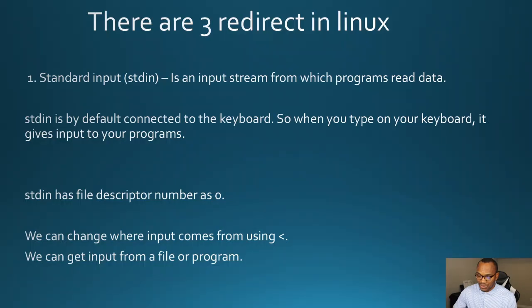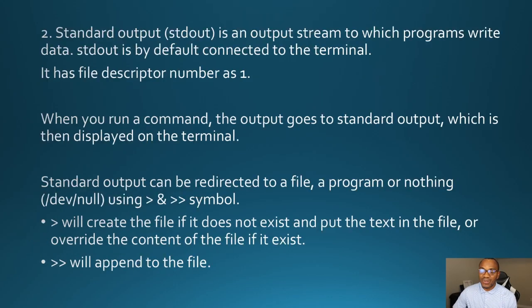So let's move on. The second redirect in Linux is standard output, and it is an output stream to which programs write data, which has an abbreviation of STDOUT. It is by default connected to the terminal. It has a file descriptor number of 1, and when you run a command, output goes to standard output, which is by default displayed on the terminal. Now, standard output can be redirected to a file, can be redirected to a program, or to null. You can just send it away by using /dev/null.